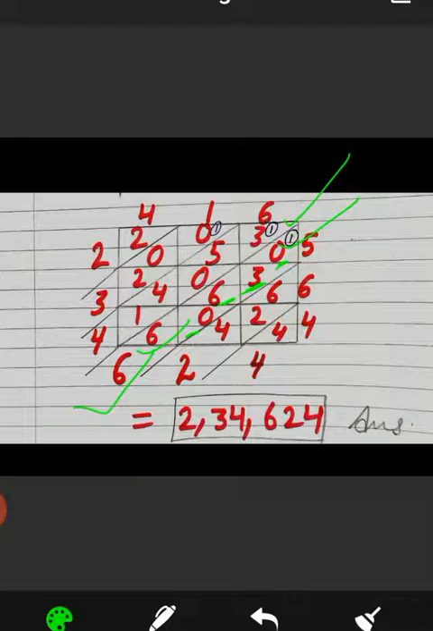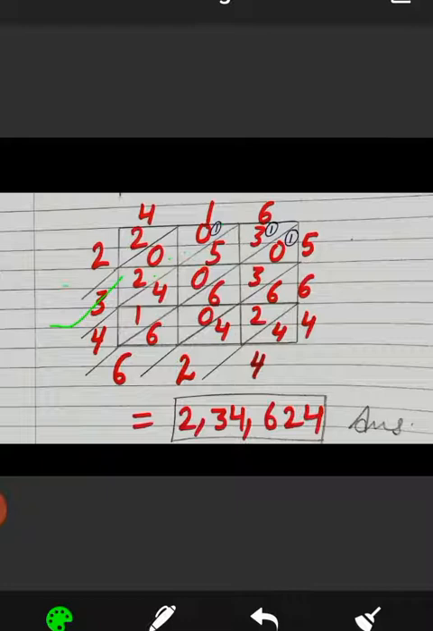So 1 plus 3 is 4. 4 plus 5 is 9. 9 plus 0 is 9. 9 plus 4 is 13. 13 plus 1 is 14. So 4 here. 1 needs to be carried over to the next digits. Clear? Now 1 plus 0 is 1, plus 0 is 1, plus 2 is 3. So 3 is written here.